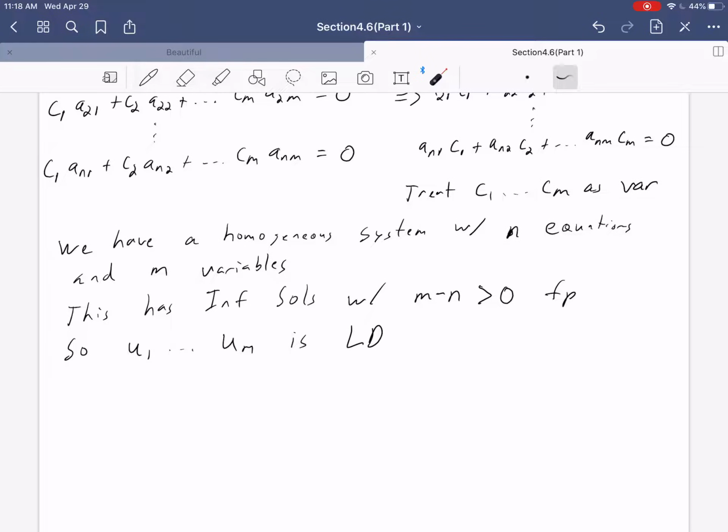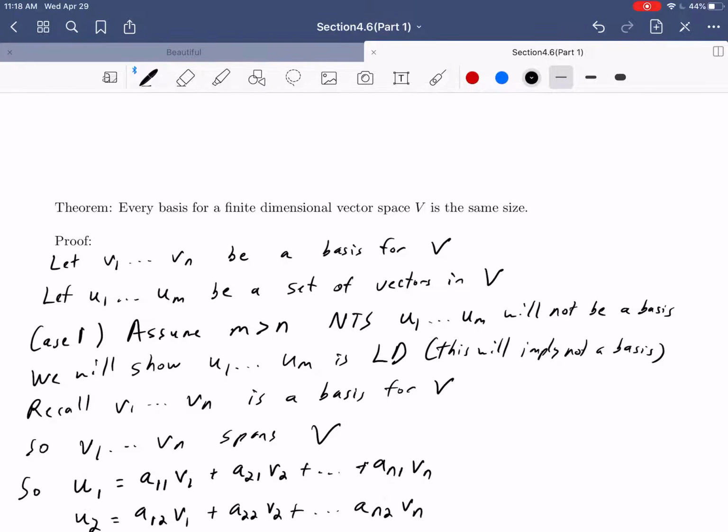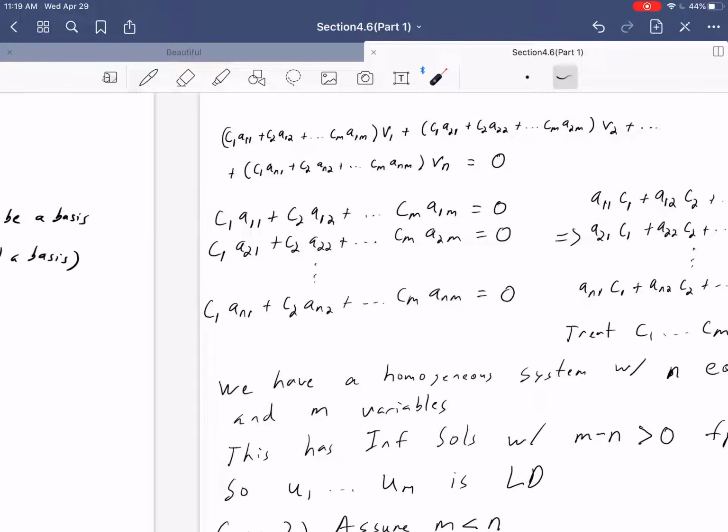Okay, now we have to go ahead and talk about case 2. Case 2 will be a lot faster though. So case 2, we're going to assume m is less than n. So now we need to show that if the set of vectors u1 through um is smaller than the original basis, well, then it must also not be a basis. So we handled what happens if it's larger. Now we need to talk about what happens if it's smaller.